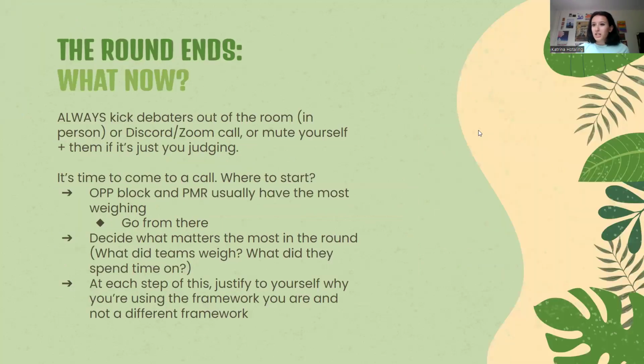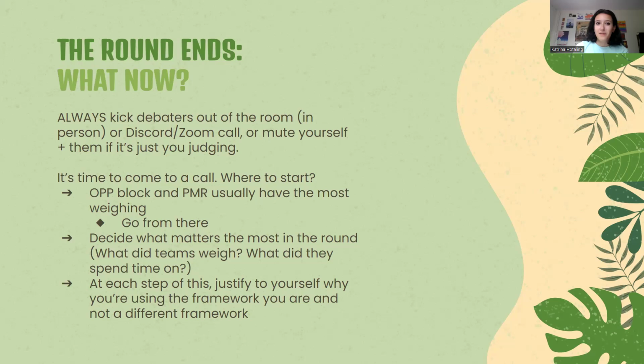Okay, you watched an entire round. You've hopefully been flowing the entire thing. Please flow when you judge. If you're not flowing when you judge, tell teams you're not going to flow. Do it equally across speeches, please. But the round has ended. You've watched and listened to the entire round. You've hopefully flowed the entire round. What do you do now?